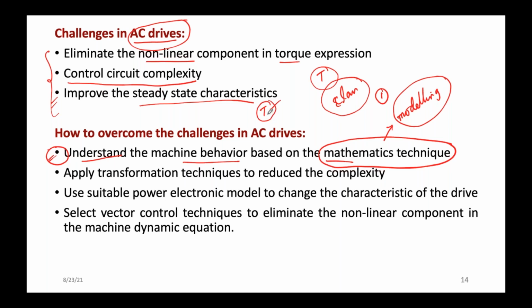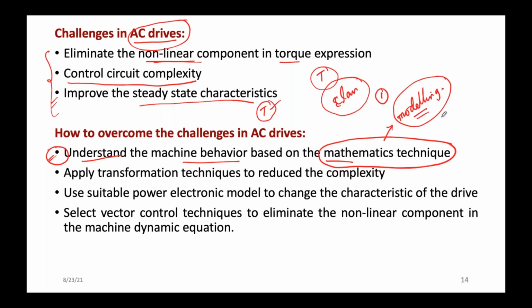So you need to put more concentration on torque control. While controlling the torque for AC machines, naturally the torque is in higher order condition. That's why, in order to control the torque, you need to take care of the nonlinear component and the control complexity. In order to reduce the complexity with respect to the controller, you need to understand how the machine is behaving mathematically. That is called modeling.